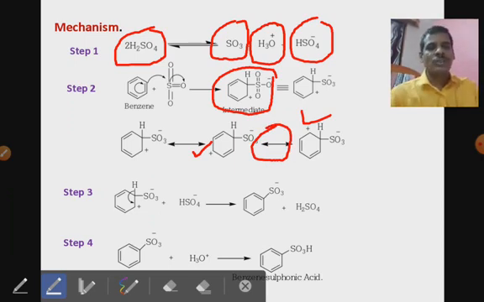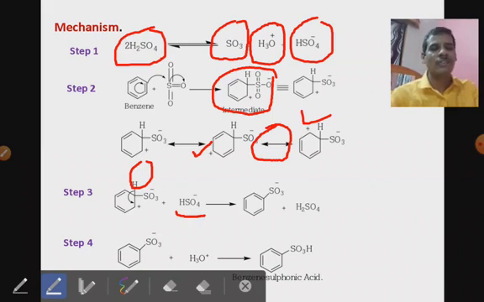Now see, in the third step these intermediates lose the H plus ion. There is the breaking of the carbon-H bond and removal of the H plus ion. This H plus ion is accepted by the SO4 minus ion, which is formed in the first step, and there is a formation of phenyl sulfonate anion.